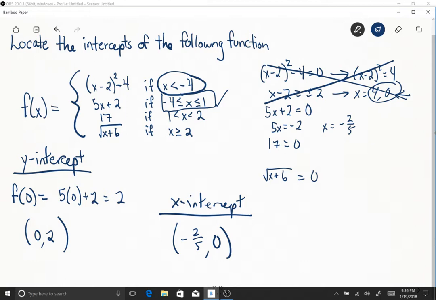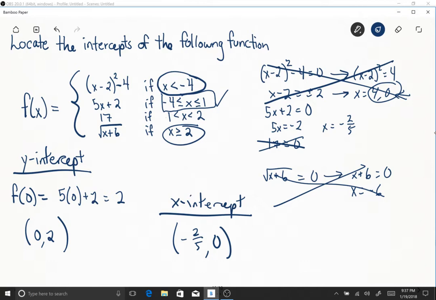Okay, does 17 equal 0? Well, that's just nonsense, right? The constant can't ever be equal to 0. And then the other case, notice we can square both sides. You get x plus 6 equals 0, and so x equals negative 6. But notice negative 6 is not greater than or equal to 2, right? So that means this one's out. So our y-intercept is 0, 2. Our x-intercept is negative 2/5, 0.